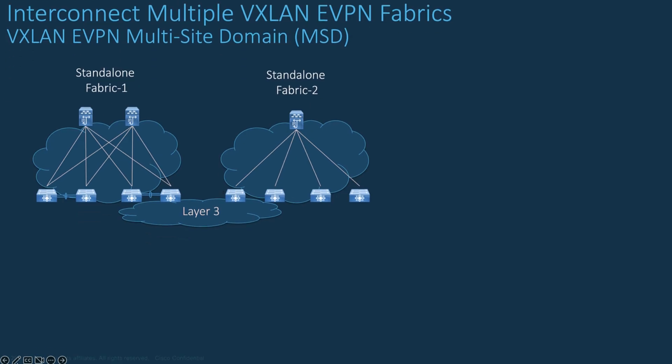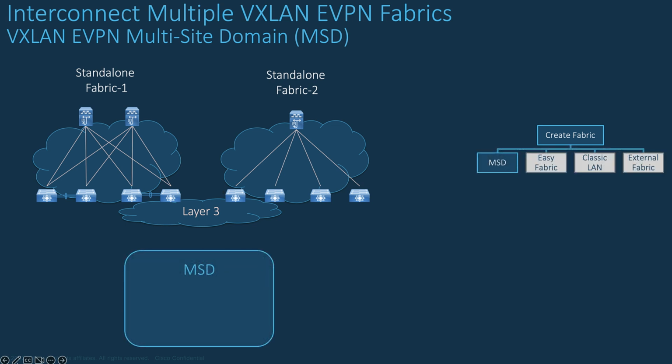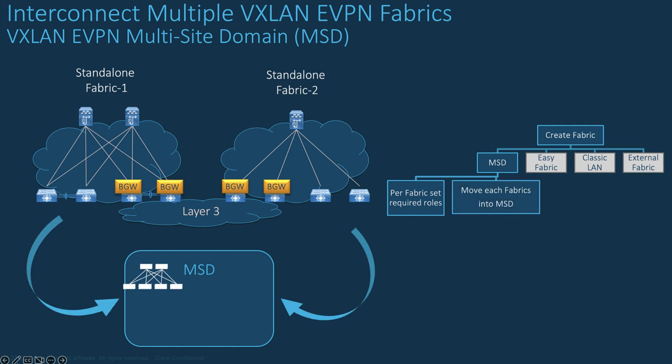Now, NDFC automates the deployment for VXLAN EVPN multi-site in a few clicks, and this is very visual. The first action is to create a new fabric. Select the MSD template type and make sure that the border gateways used for the interfabric connectivity have been set to the border gateway role. Then move the fabrics you wish to interconnect together into the multi-site domain. And if you wish to automate the deployment of the interfabric connectivity with an external layer 3 network, you can move the external fabric to the multi-site domain.